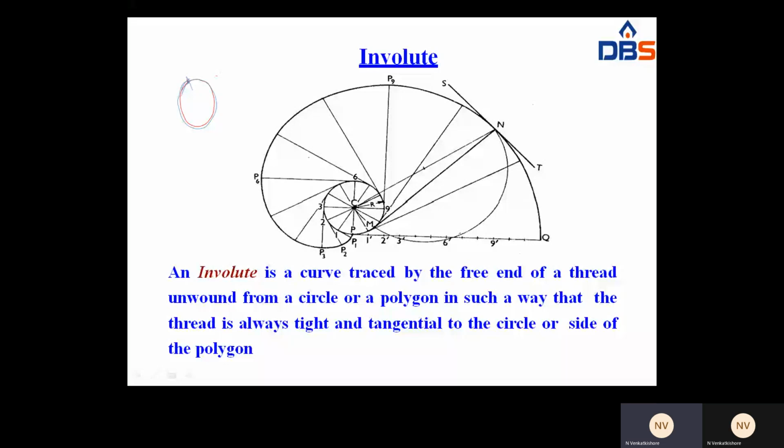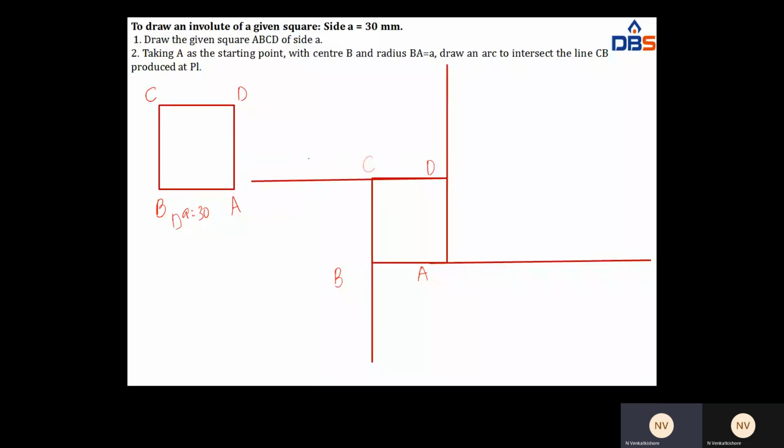Then coming to one of the problems. Mostly we may go for the problems. We only have the problems for square, pentagon, and the circle. These three. So what is the question here? To draw the involute of the given square. So he has given this square. Square means we have four equal sides. So no need to represent all the sides as equal.